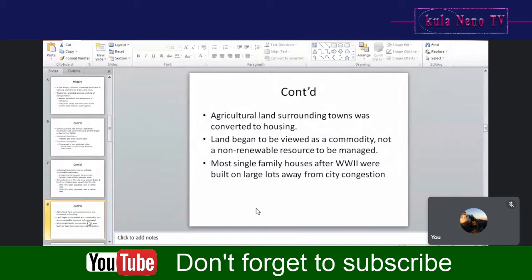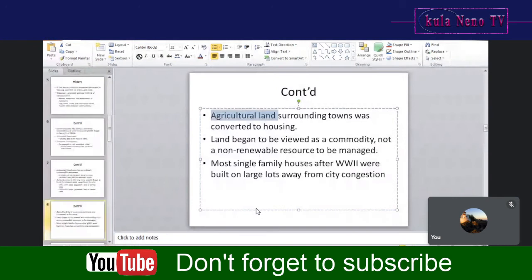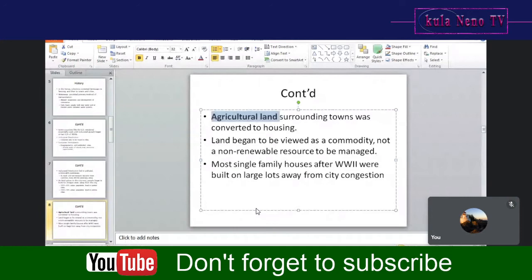So picture that. And then open your eyes and look at the beautiful place, full of trees, nice weather. So we're saying agricultural land, which was in the towns, started becoming very attractive to people. Note the word agricultural land. Does that sound familiar in Kenya? Is that familiar in Kenya? Okay, you are still thinking. I'll give you time to think.